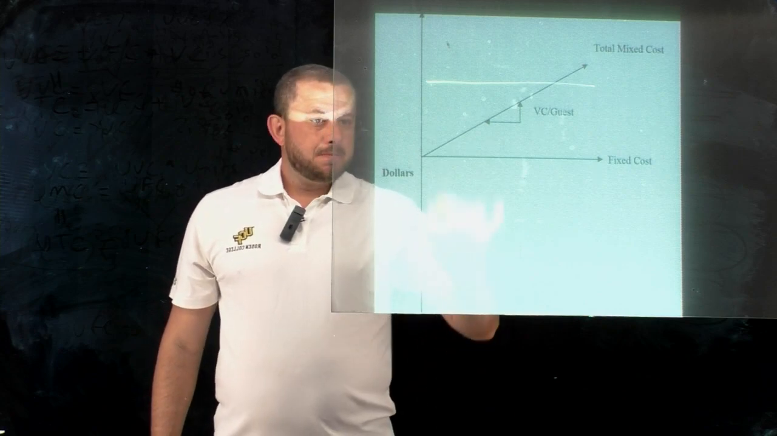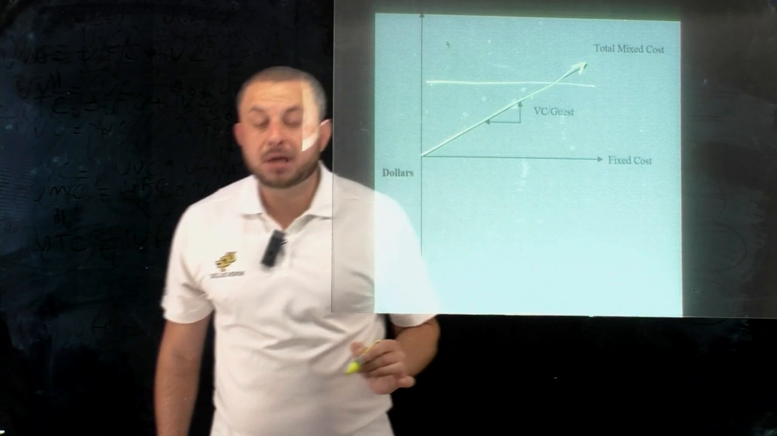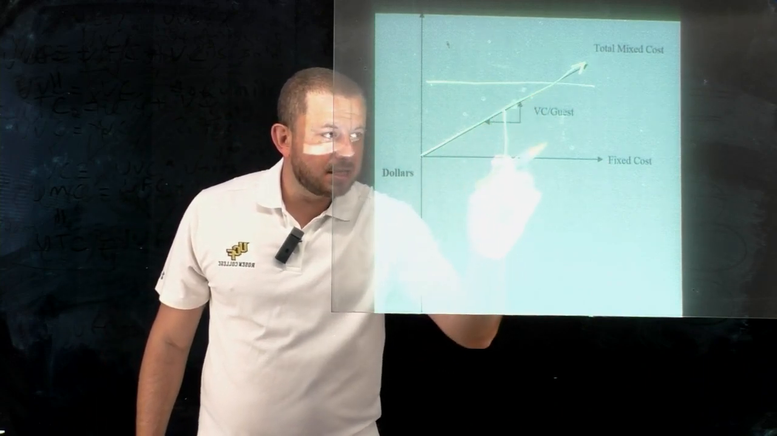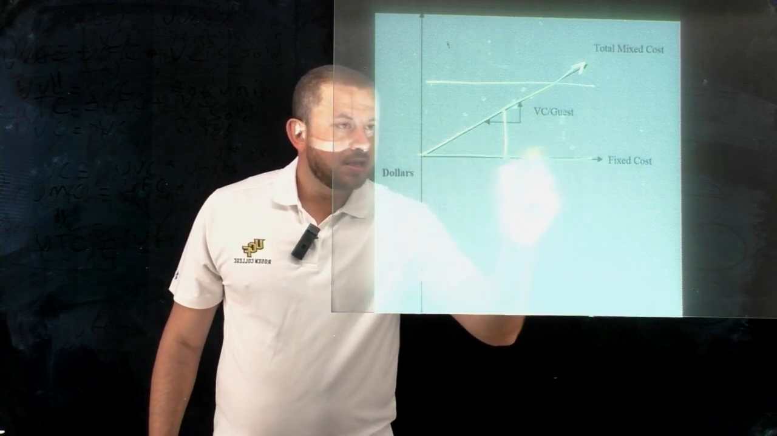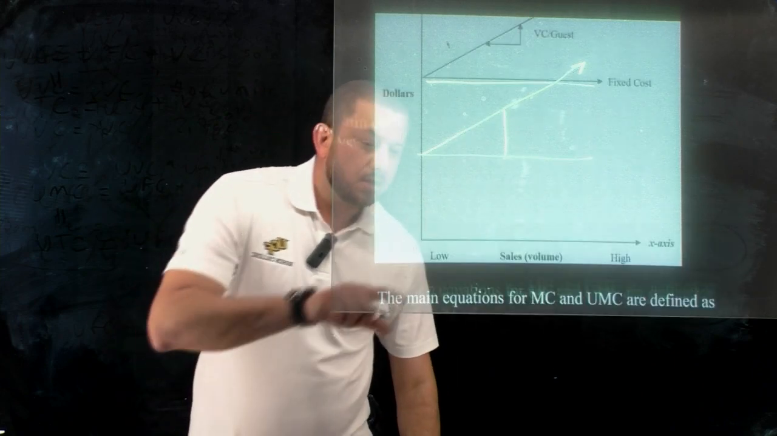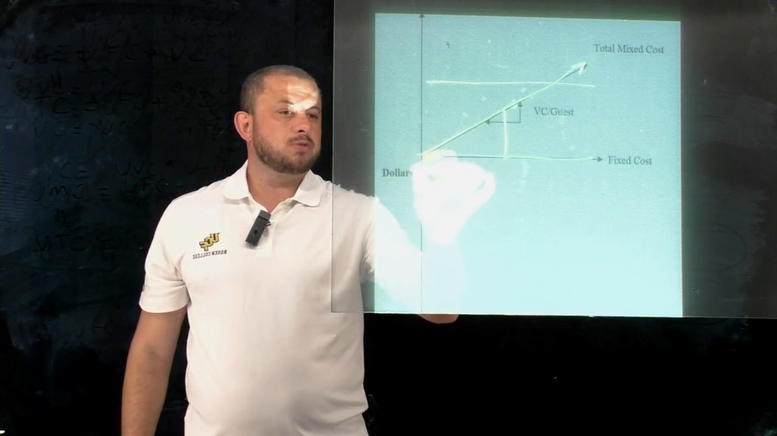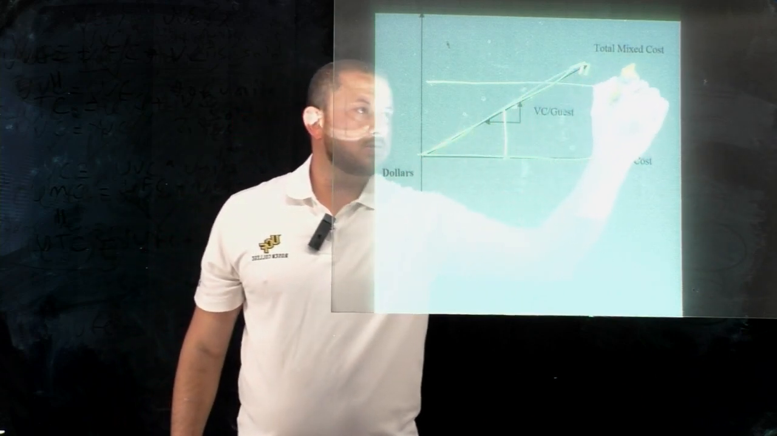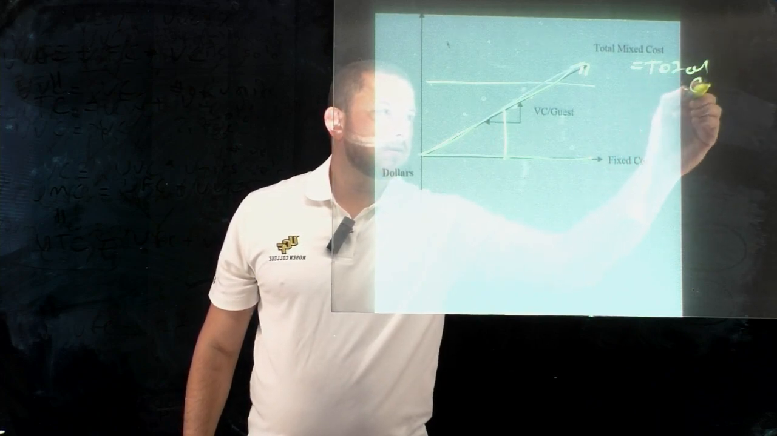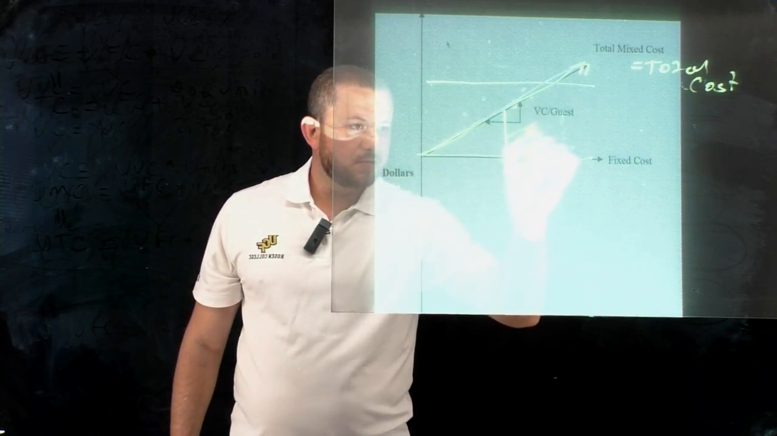And then total mixed cost increases because variable cost, which is the difference between total mixed cost and the fixed cost, increases with the increasing sales volume. Remember, from here to here, sales volume is increasing. Therefore, total mixed cost is increasing. Total mixed cost, which is also the total cost, is increasing because of the increasing variable cost right here.